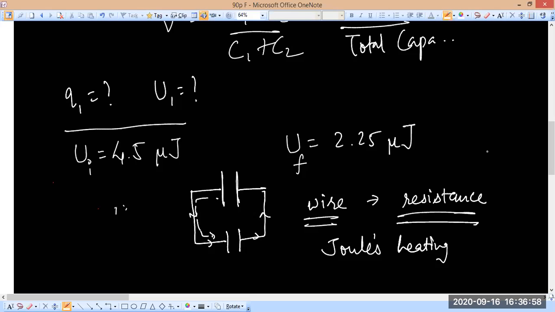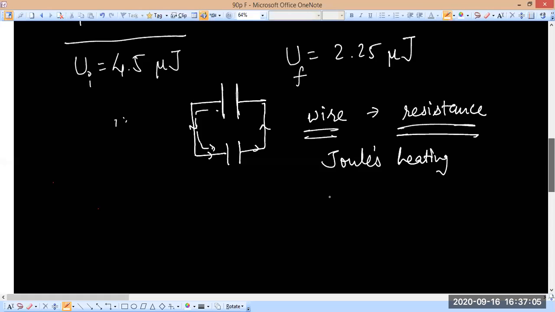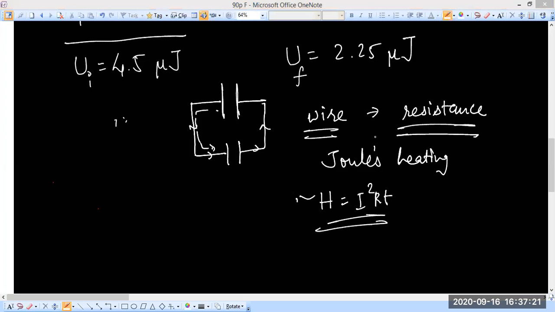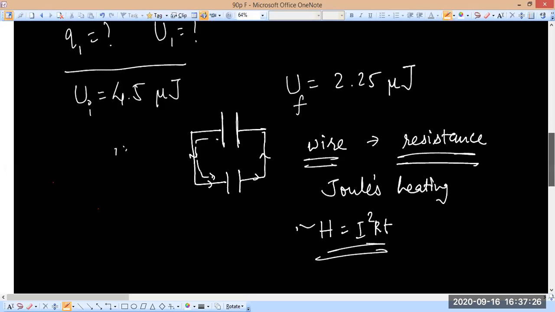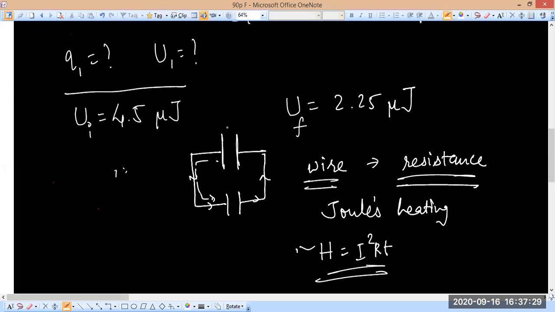Yes, I square RT, right? I hope you all remember. I hope you remember that when a current passes, there will be heat, right? That will be I square RT. So obviously when charge flows, for some time there will be a loss of heat. That is where it will get lost. Fine. So that's where the energy goes, right?